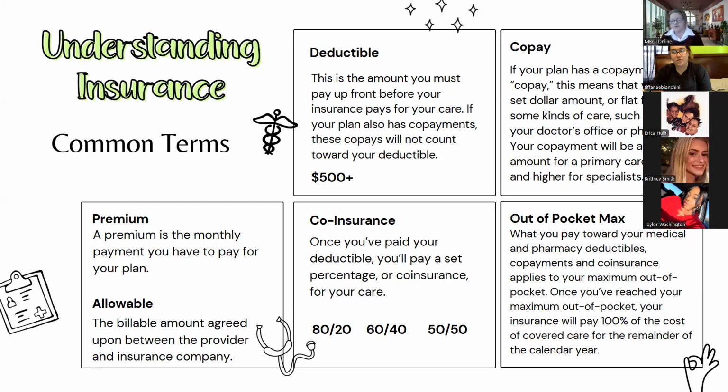If you're somebody who goes to the doctor a lot like me, you want as low an out-of-pocket max as you can get, okay? Because once you've paid that out-of-pocket maximum, once I've paid $10,000 for the year, I pay nothing else. Insurance covers everything else 100%. So that's where that out-of-pocket max comes in.